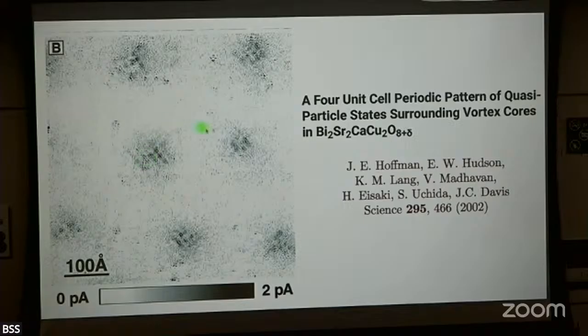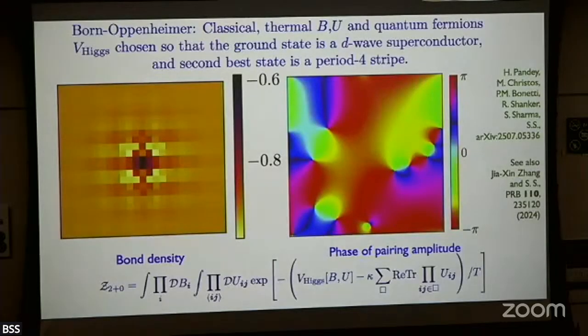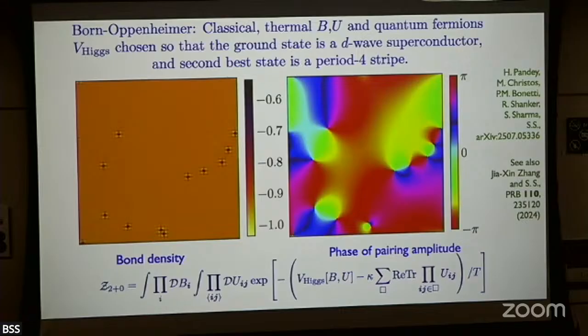A 4-unit cell periodic pattern, you can see in the data. We didn't adjust anything, other than just every vortex. And the point is, it appears in every vortex. There's nothing that doesn't have it. This theory only determines the size of the Fermi surface. So the doping, this is a theory only for the underdoped. Of course, we know experimentally that on the underdoped side you don't see this. Overdoped side.